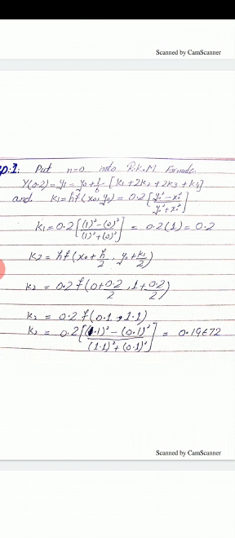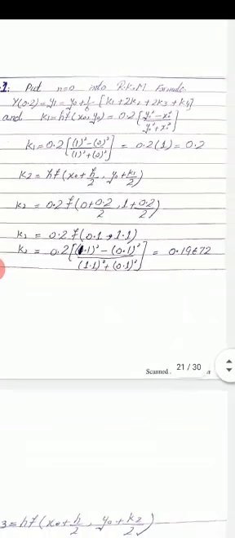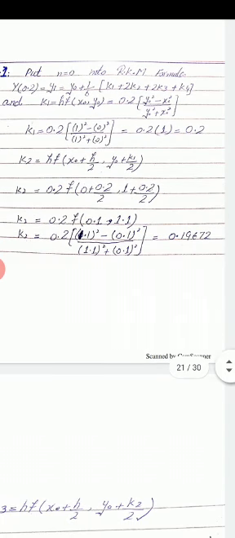Here we know the value of h, and we also know that x naught is equal to 0 and y naught is equal to 1. First of all we find the value of k1, which we already derived. Here we can substitute the values of all the variables, so we can easily find the value of k2, and the same function will be used here.